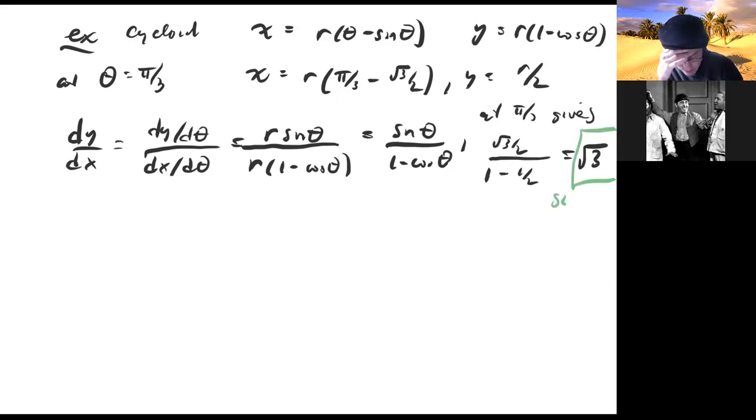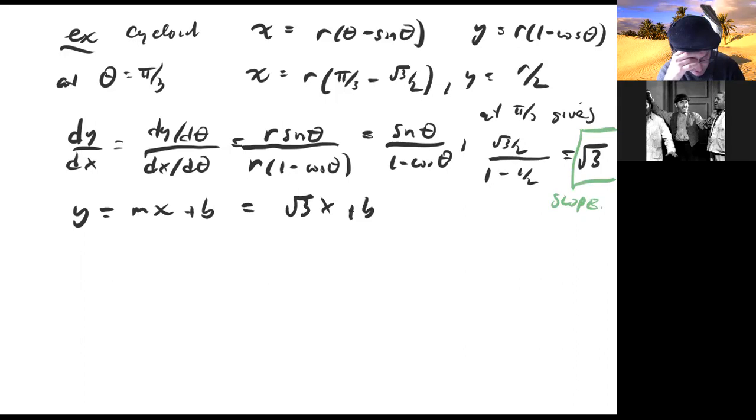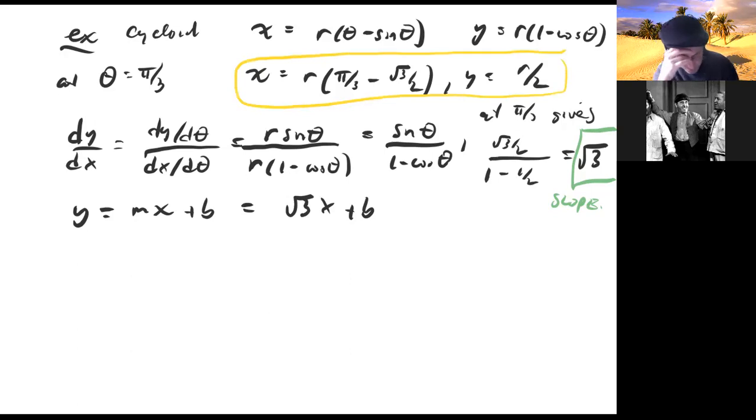So now what I want to do is compute the equation of the tangent line. That's y equals mx plus b, and m here is radical 3, so radical 3x plus b. How do we get the equation? We have to stick in a point. We need to know one point on our tangent line. Well, this point over here is a point on our tangent line, so we're going to stick in x equals this expression.